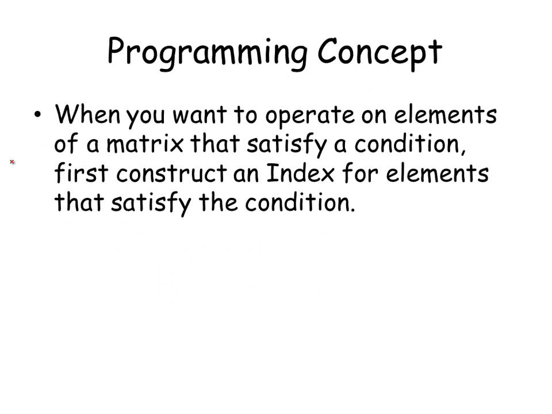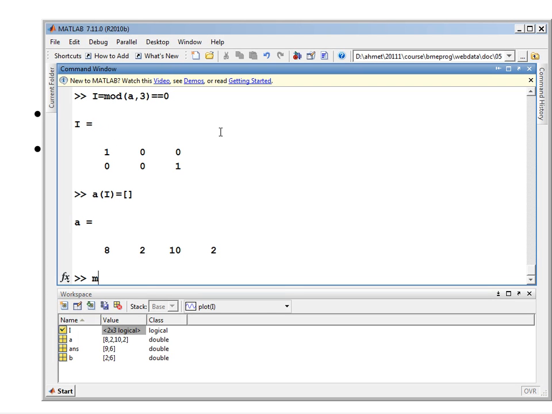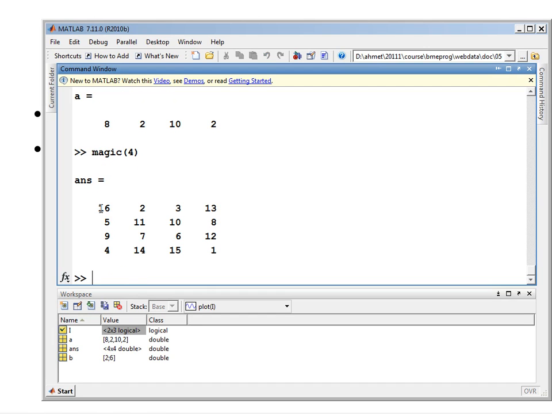When you want to operate on elements of a matrix that satisfy a condition, you would first construct a logical vector or an index. It can either be a logical vector that has the same size as your matrix, or an index that contains numerical entries that correspond to that logical vector. Then you would use that to index your matrix and perform operations only on those elements. Now let's use that concept on this problem. We have a matrix A, and the magic square is a convenient way of generating an example matrix, and it has the property that the sum of the rows and the columns are the same.